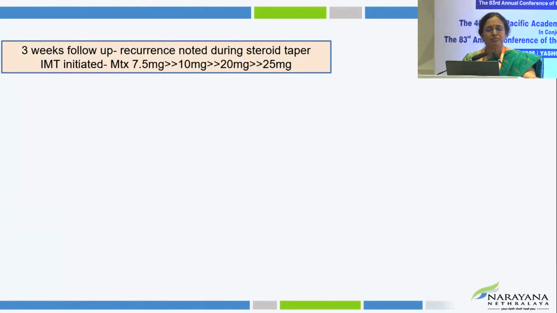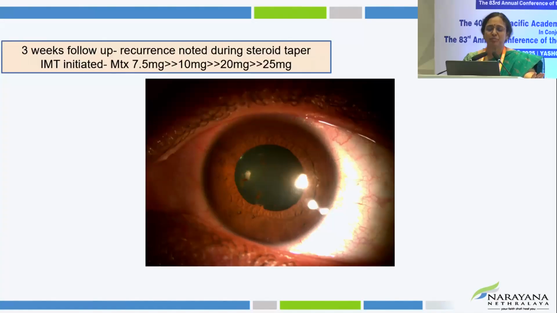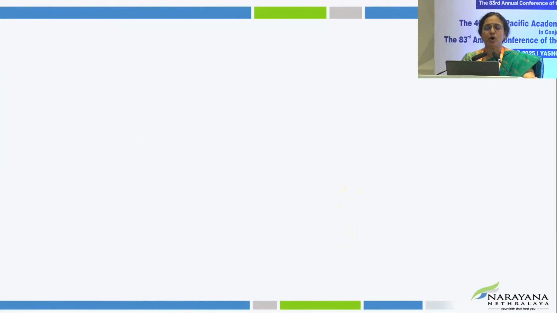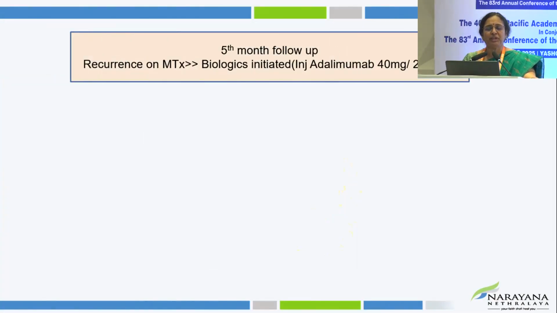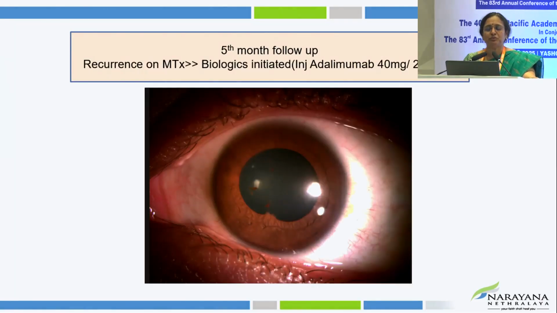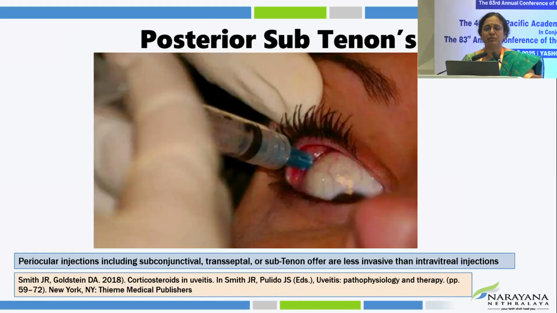We started this patient on methotrexate and stepped up the dose. We could see the resolving inflammation. However, the patient showed recurrence at the 5th month follow-up on methotrexate. Because of associated systemic activity, we initiated the patient on biologics. With this, the patient is doing well. So depending upon the etiology and the severity, we choose the drug administered.